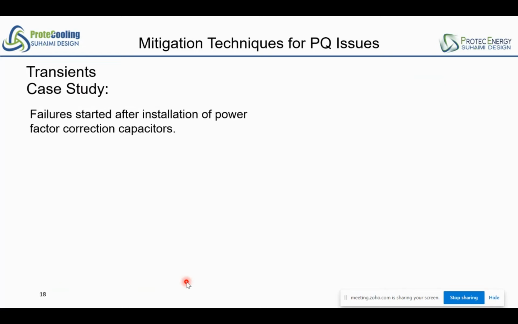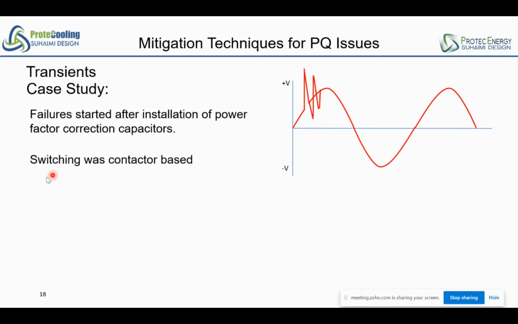So basically, the failures started after installation of power factor correction capacitors in the facility, and the switching was contactor based. Now, with contactor-based switching for automatic power factor correction capacitor banks, the contactor doesn't know at what point of the waveform it is switching the capacitor banks on or off. Every time there is a switching, there will be transients in the system. Depending on at what point the switching occurs, that will decide the intensity of the transients.